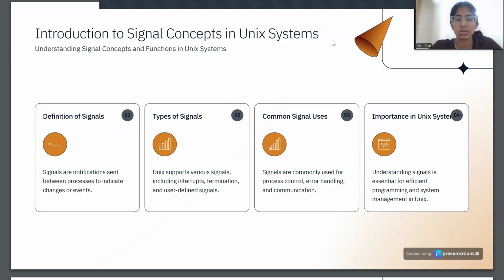These are basically notifications sent between processes to indicate changes or events. There are different types of signals. The Unix system supports various signals, including interrupts, termination, and user-defined signals. Next, what are the uses of these signals? They are commonly used for process control, error handling, and communication. And next is the importance of these signals. Understanding signals is essential for efficient programming and system management in Unix.